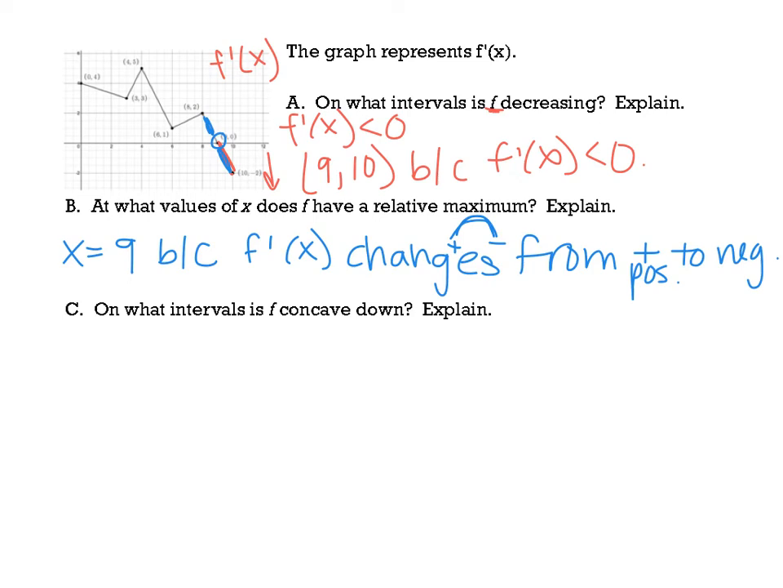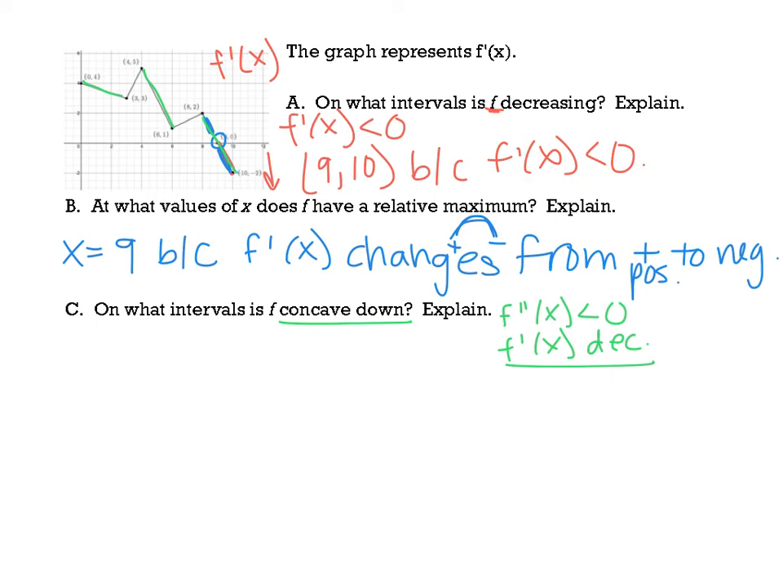All right, concavity. So remember, concavity deals with the second derivative, but we can think of the second derivative in terms of the first derivative. So concave down is where your second derivative is negative or less than 0. If your second derivative is negative, that means your first derivative is decreasing. So we are looking on this graph of f prime of x for where it's decreasing. So we have decreasing here, here, and here.